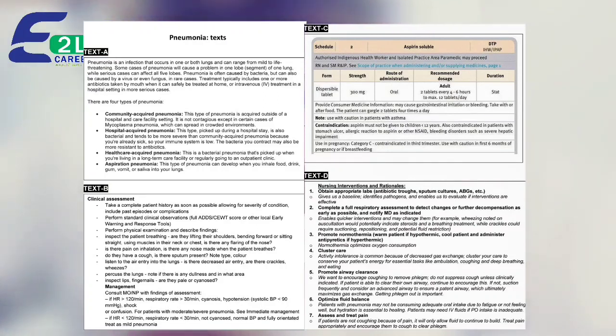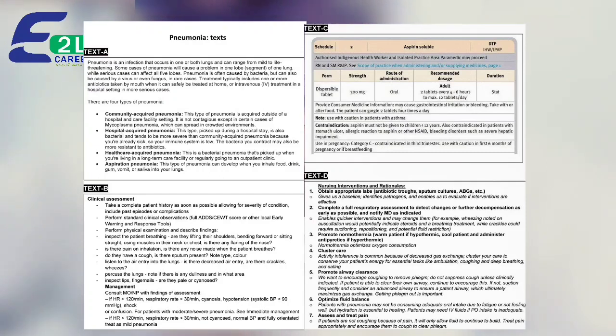Well, now we'll start with community acquired pneumonia. It is a type of pneumonia acquired outside of a hospital or care facility setting. It is not contagious except in certain cases of mycoplasma pneumonia, which can spread in crowded environments. Well, so this is something they said, that if a person experiences pneumonia, surely they will experience it outside of hospital or care facility, like in a crowded environment. Fine.